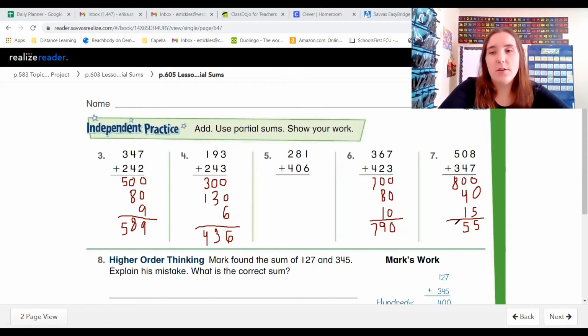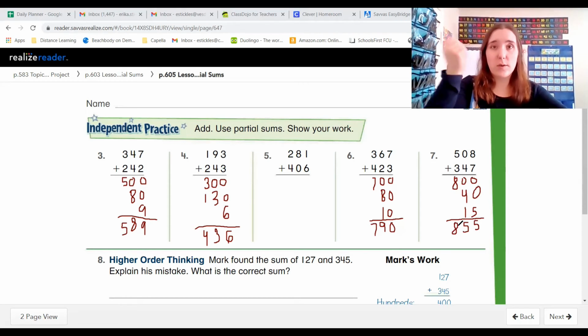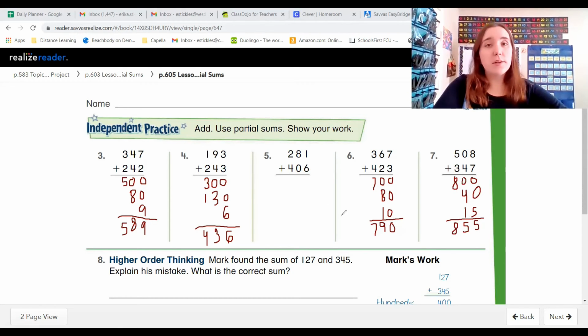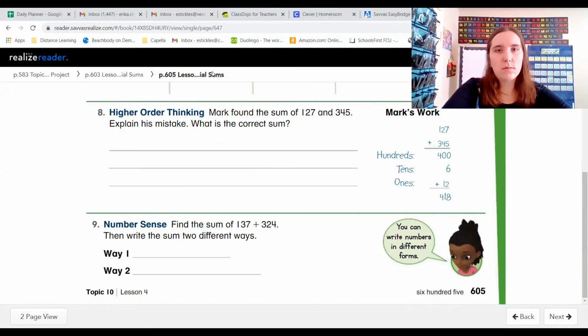And then I have 8 hundreds. So my answer is 855. Did you get it right? Nicely done. It just takes some practice, but it's pretty quick once you get it down. We're going to go down to the bottom of the page and do number 9.